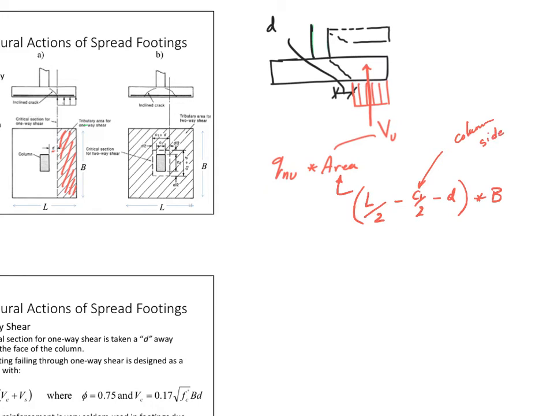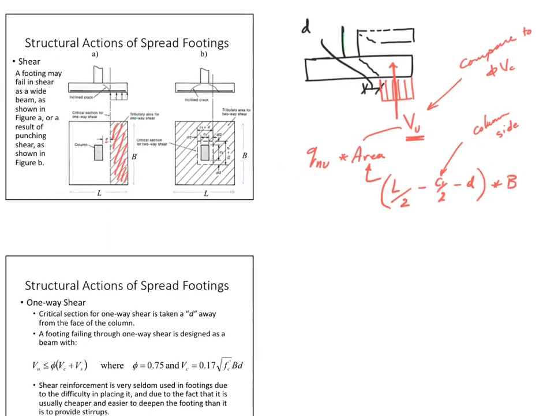Okay? Now I got this Vu, right? What do I compare it to? Compare to phi Vc. Now it should be phi Vn, but we said we very rarely place shear reinforcement in footings. So it will be just phi Vc. How do I calculate phi Vc? Very simple. 0.75 times 0.17 square root f prime c B times D. Okay? Now let's look at this.